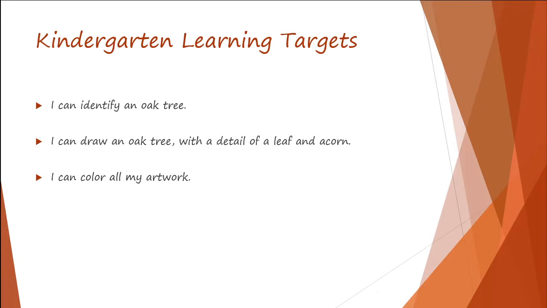Your learning targets for today's art lesson: I can identify an oak tree. I can draw an oak tree with a detail of a leaf and an acorn. And I can color all my work.